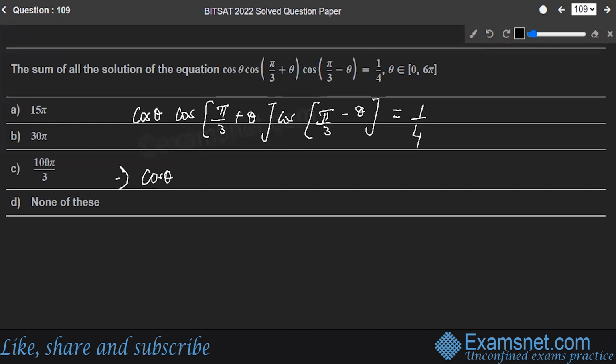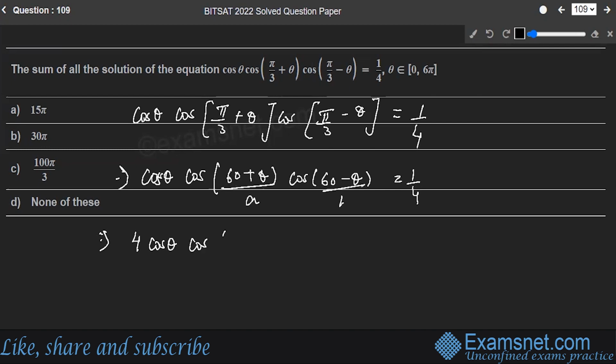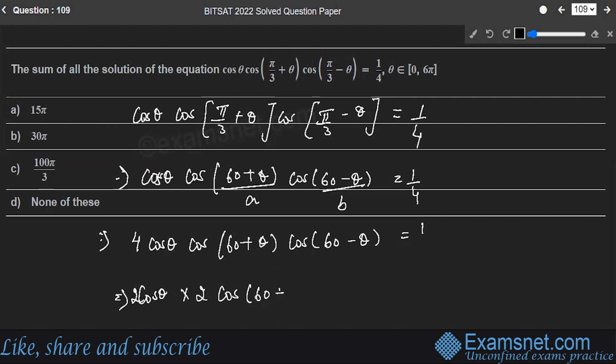This can be written as cos theta into cos (60 plus theta) cos (60 minus theta) is equal to 1 by 4. So I'm going to take this 4 over here. So this will be 4 cos theta into cos (60 plus theta) cos (60 minus theta) is equal to 1. Or you have 2 cos theta, and I'm utilizing 2 cos this into cos this is equal to 1.